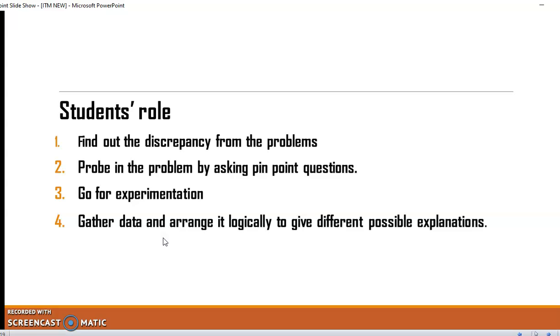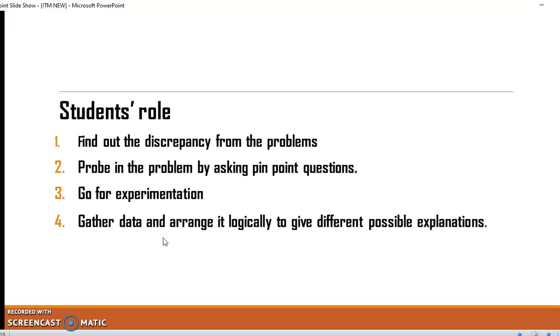When a discrepant event is posed in front of the students, they are supposed to go about it and identify what exactly is the discrepancy in the event, or what exactly is the puzzle which the teacher has posed to them, and find an answer to that. Sometimes students do it very well. A part of that process is to gather the data, which they have to do again very logically and sequentially. And after gathering the data, they are supposed to arrange it logically so that they can give a proper explanation about it to the teacher, so that the teacher would get convinced with the process or the research that they have done about the given discrepant event.